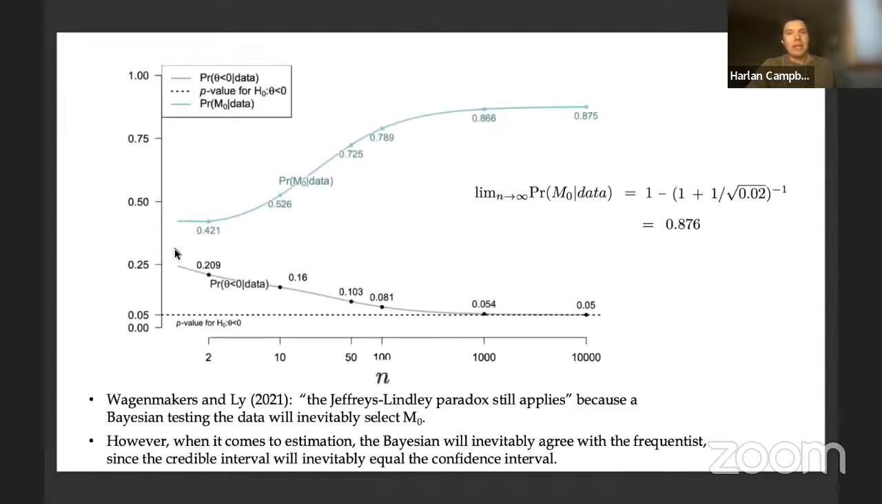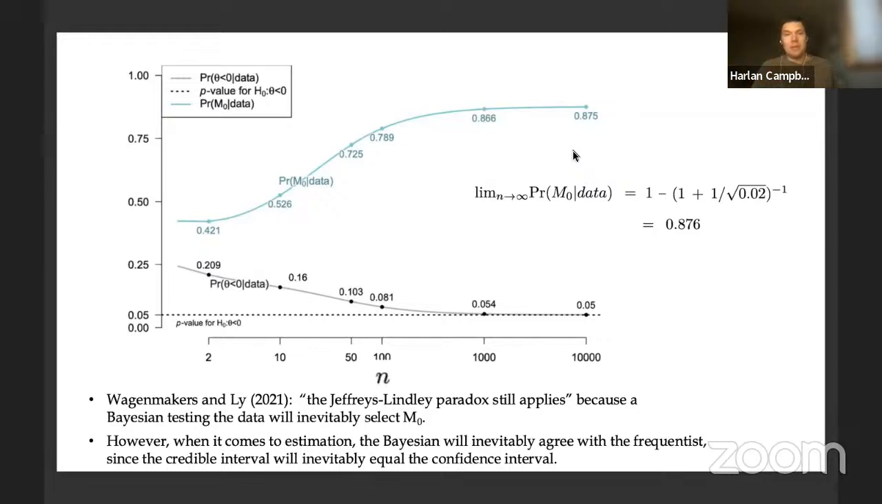Here's the same plot, but we've added now this blue line here to show the posterior probability of model 0. And one interesting thing here is that it plateaus at 0.876. So regardless of how much data you collect, you're never going to be 100% sure that model 0 is the correct model. And some might argue that because of this, the Jeffreys-Lindley paradox still applies in this case, because in Bayesian testing the data will inevitably select model 0, and might come into disagreement with the frequentist.